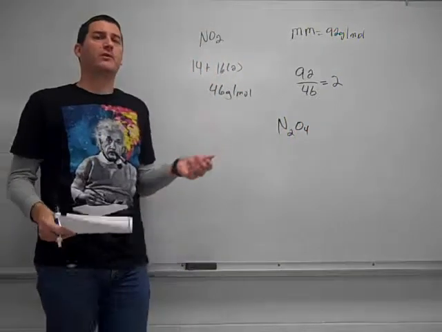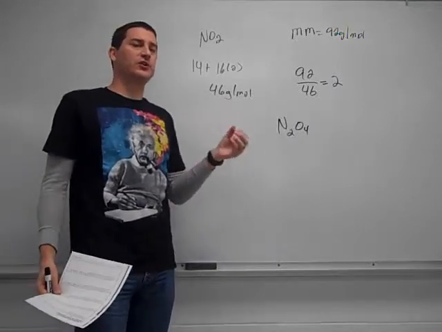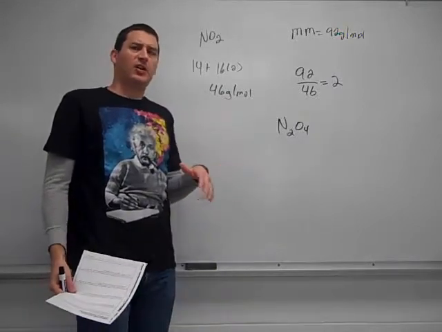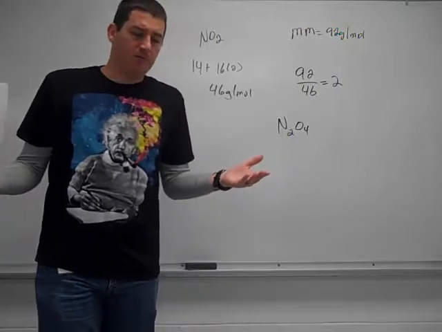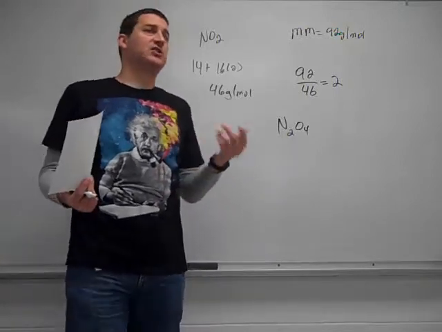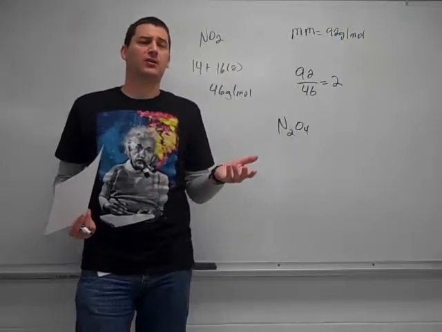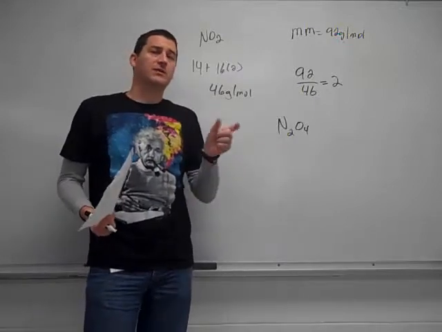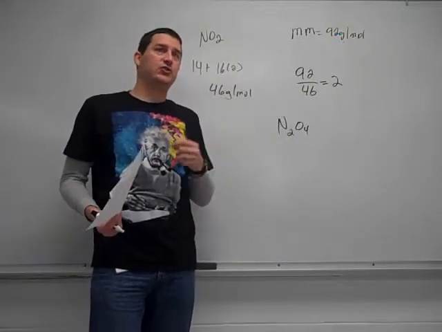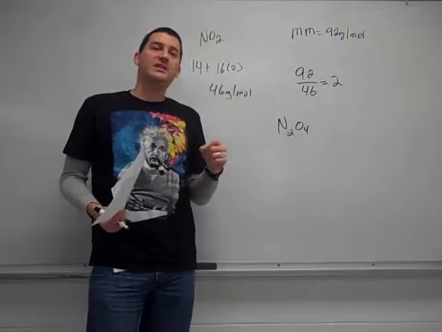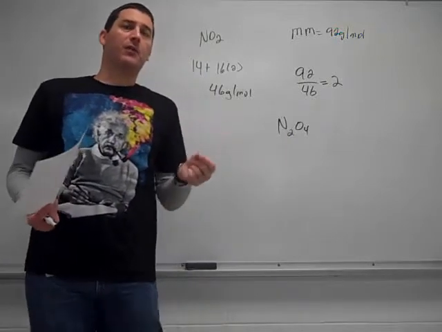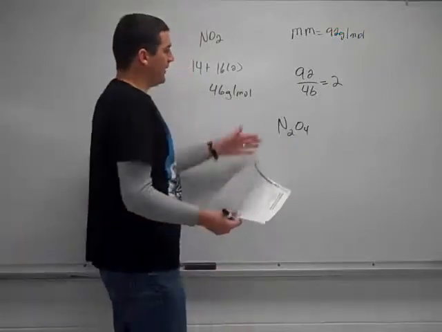Because when you're doing empirical formulas, it's the lowest reduced version of a formula. So like a carbohydrate, you have sugar, which is C6H12O6, glucose. You can reduce everything by 6 and get CH2O. Well, the CH2O is the empirical formula from the molecular formula. So we're done with that one.